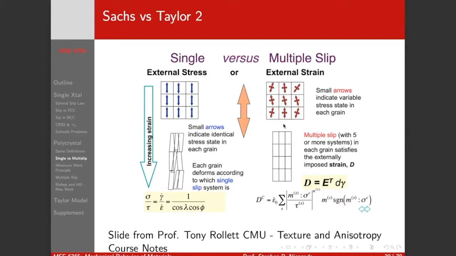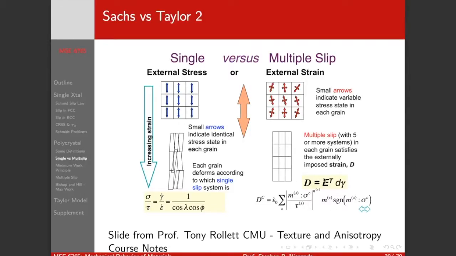Taylor, on the other hand, we consider that the strain in each grain is the same, but now our stress in each grain is going to be some different complicated 3D stress state. It's not going to be the nice simple tensile state that's given. And in order to satisfy this, we have to activate multiple slip systems, right? There's not a single slip system in this grain that's going to give us this exact stretch.